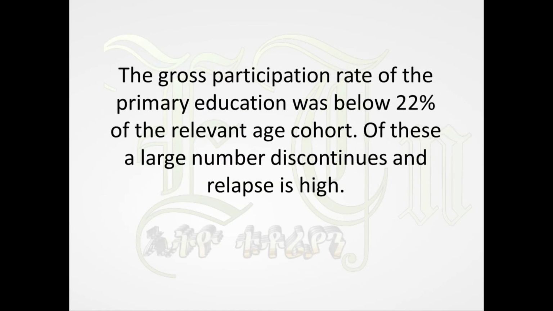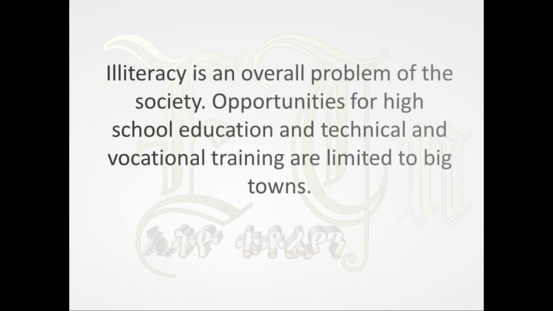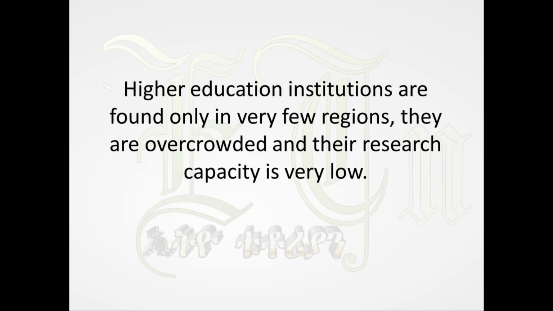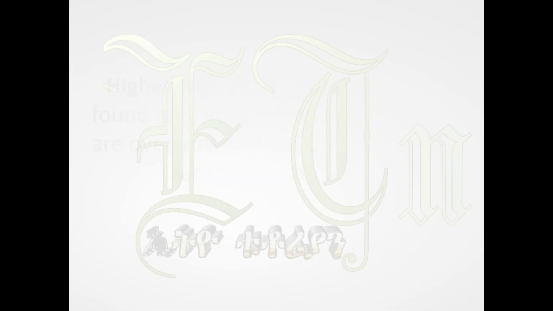The gross participation rate of primary education was below 22% of the relevant age cohort. Of these, a large number discontinue and relapse is high. Illiteracy is an overall problem of the society. Opportunities for high school education and technical and vocational training are limited to big towns. Higher education institutions are found only in very few regions, they are overcrowded and their research capacity is very low.